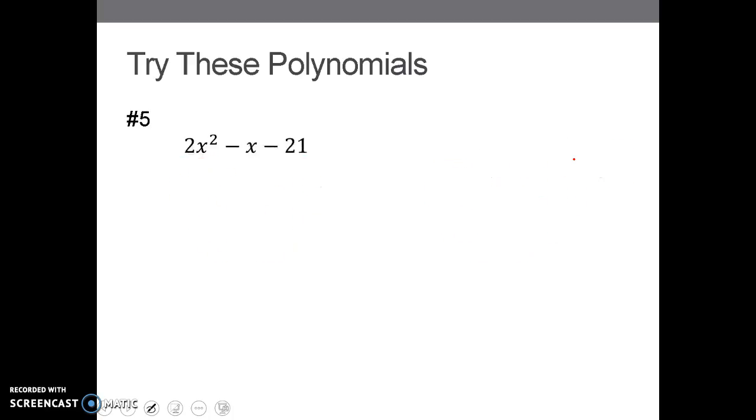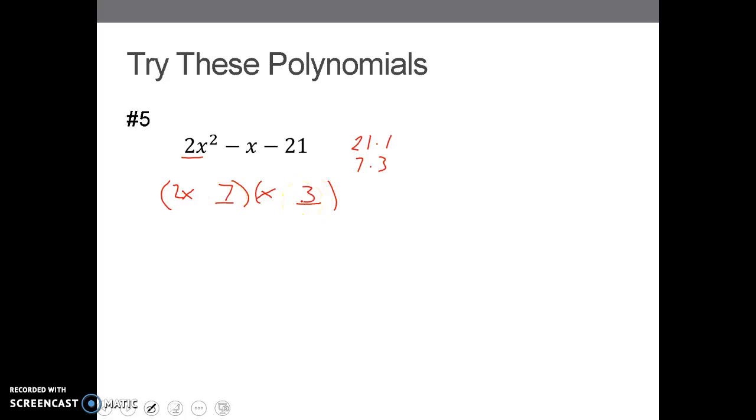Let's try another one together. I'm going to start this one. Again, the same process. I'm going to go 2x times x because that gives me 2x squared. And then I want something here and here at the end that multiplies together to give me 21. I can try 21 times 1 or 7 times 3. And I'm going to put the 7 here and the 3 here.